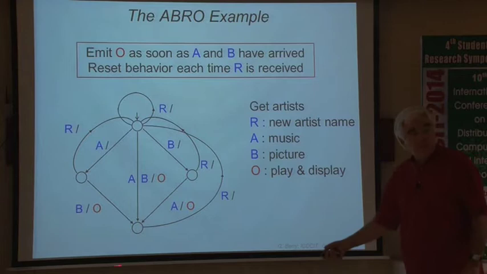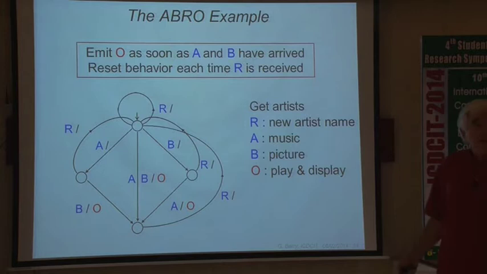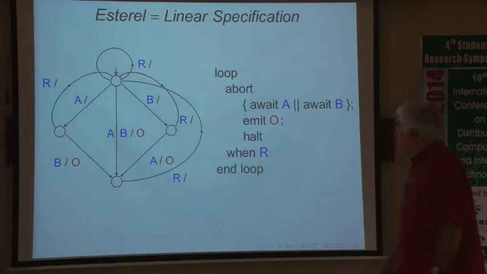Why? Because it's not linear. Look, here O, A, B, R are written exactly once. Here you have four R's, three A's, three B's, three O's, cut and paste. Real bad. Aha. How do you write that in Esterel?